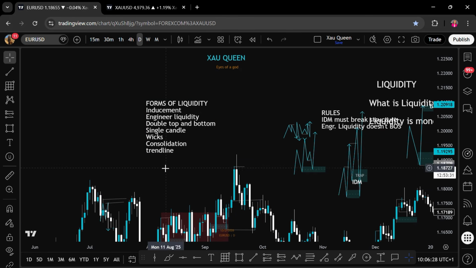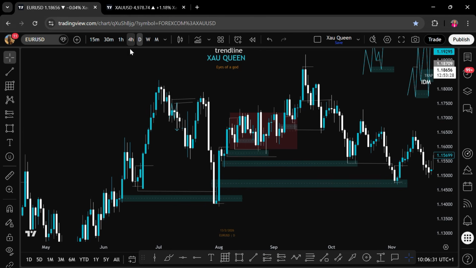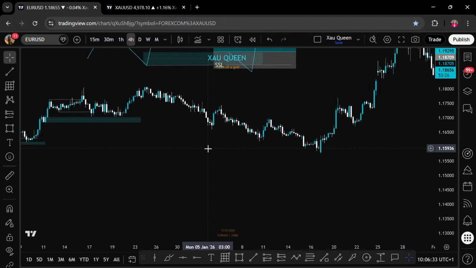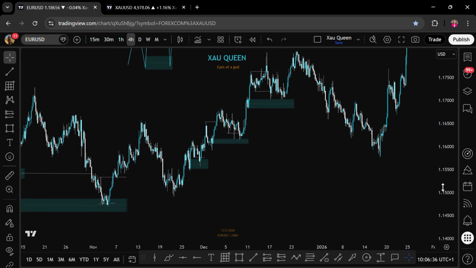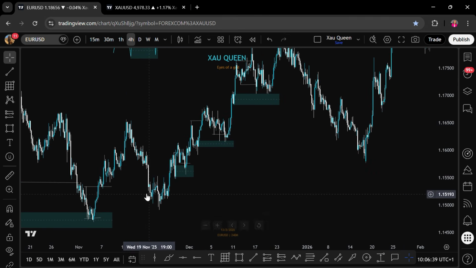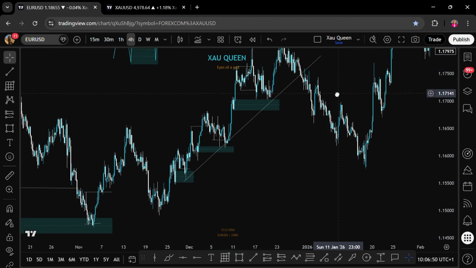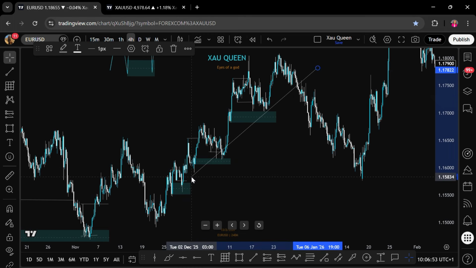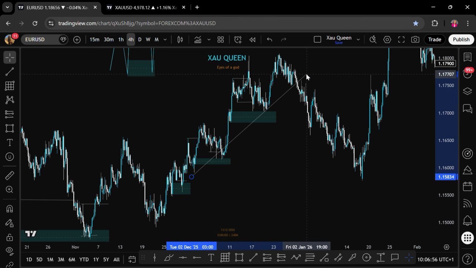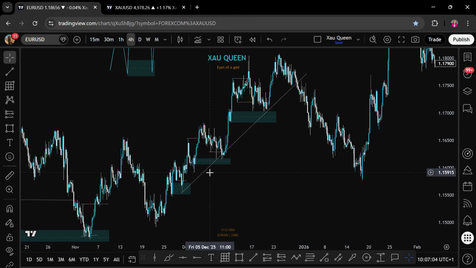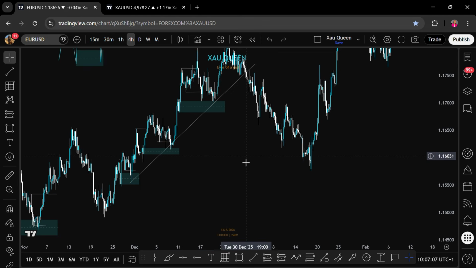So the next one is trend line. You see this trend line? Don't joke with trend line liquidity. It will help you. Now look at this. We have been making higher high, higher low, higher high, higher low. All these things right here that you are seeing are trend line liquidity. And what will price likely do? Price will likely come, take them all out, or take the first two or three and then buy massively.